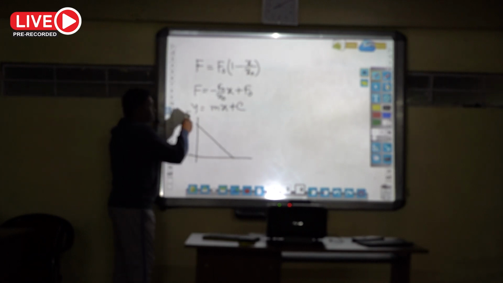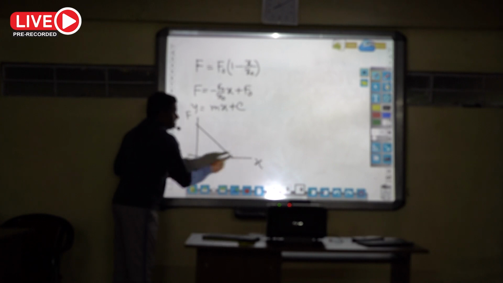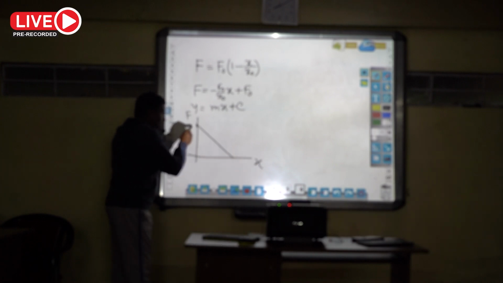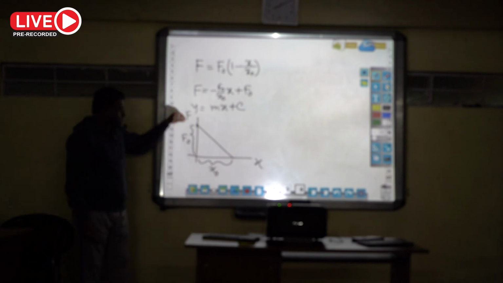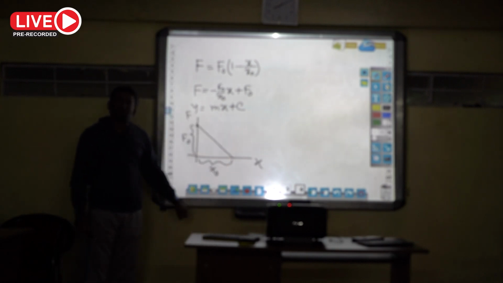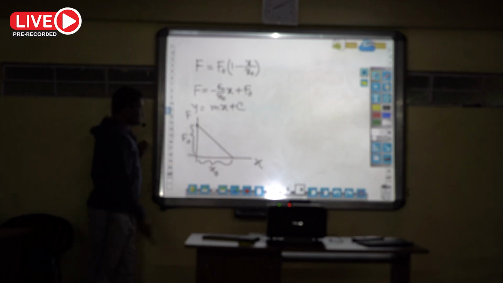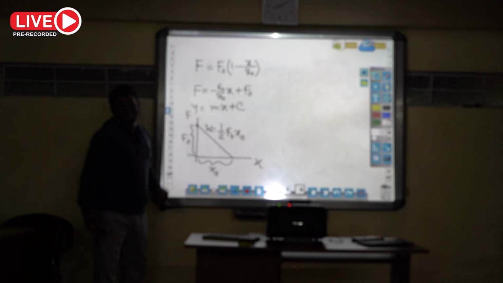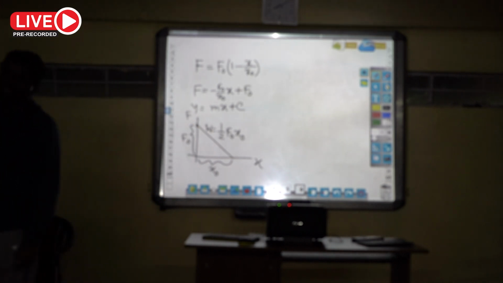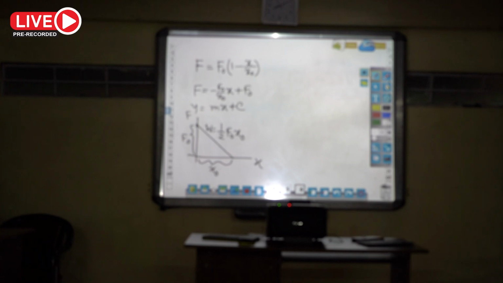this is force, this is displacement. Now this particular value is F naught, meaning this length is F naught, and this length is x naught. So the force is slowly decreasing. So what is the work done? The area under this curve, meaning the triangle. So that is half base into height. That is the work done.